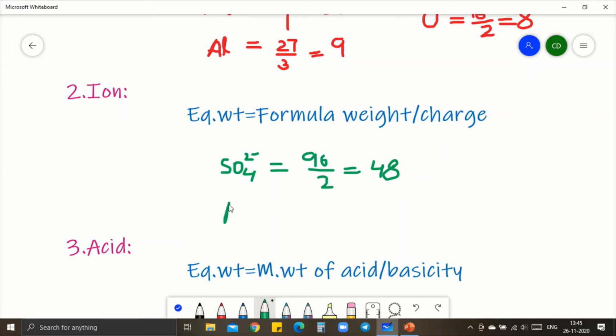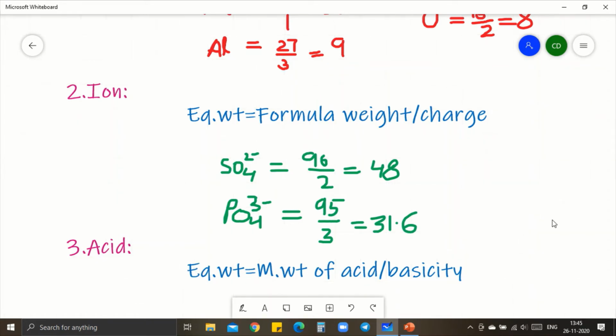Let's take the phosphate ion, PO4 3-. So first calculate PO4's weight. Phosphorus atomic weight is 31, so it's 95. PO4 weight is 95 divided by 3 because here the magnitude of charge is 3. So it's 31.6.